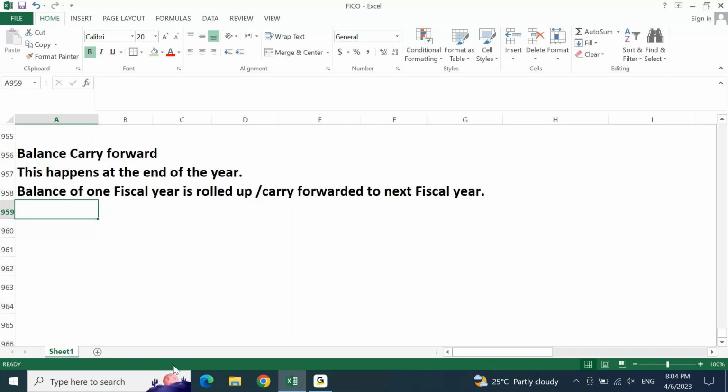Now, you have identified two types of accounts from your trial balance. What are those two types of accounts? Profit and loss account and balance sheet accounts. This balance carry forward is applicable for P&L or for balance sheet? P&L. Balance sheet.